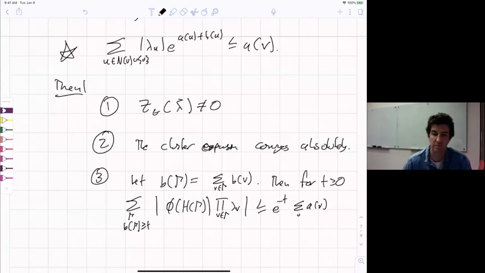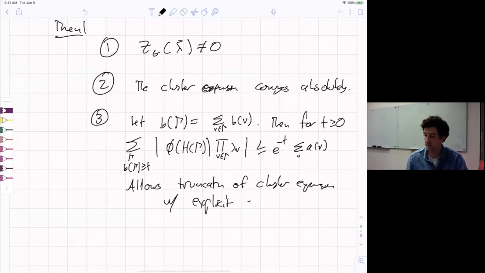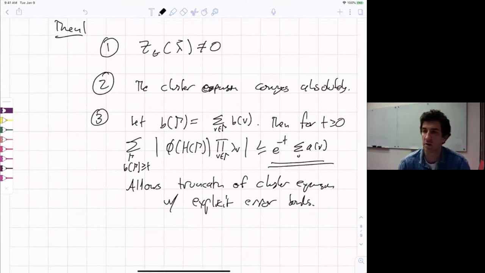So this will be quite useful if you want to truncate your Taylor series or truncate your cluster expansion. So this allows truncation of the cluster expansion with explicit error bounds. Somehow by only summing over clusters where B is large, we're throwing away large clusters, but we have a nice bound on the absolute value of what we're throwing away. And it's exponentially decreasing in T. So that's nice. And then fourth, we'll use this, a pinned bound.